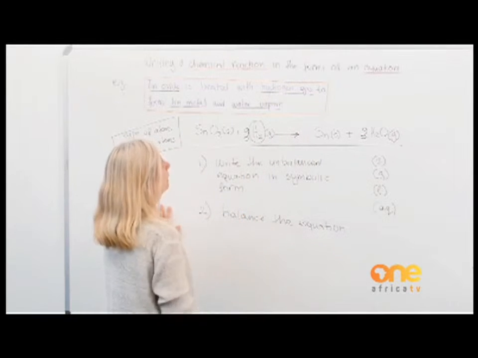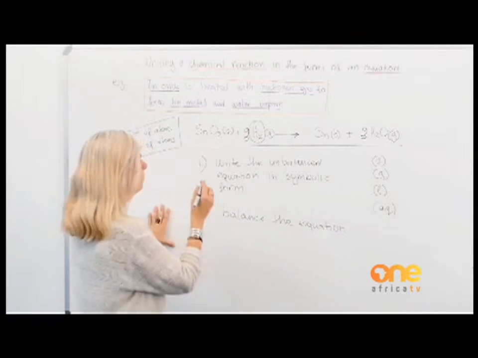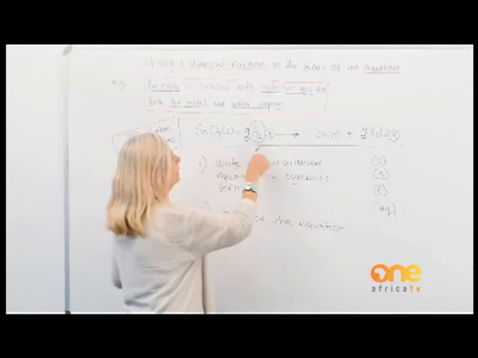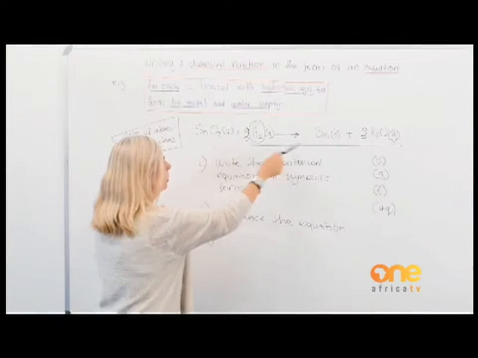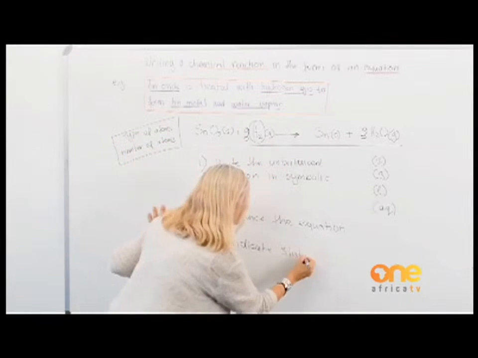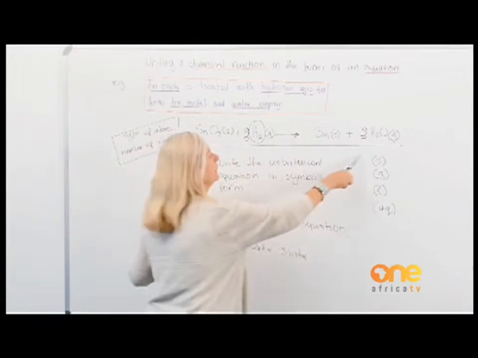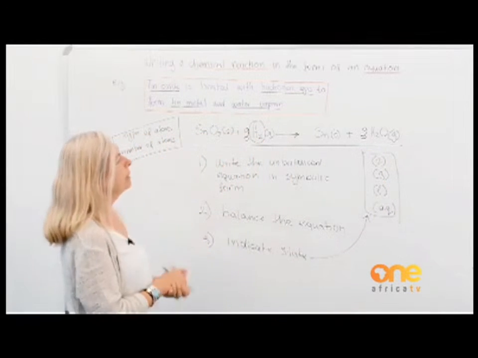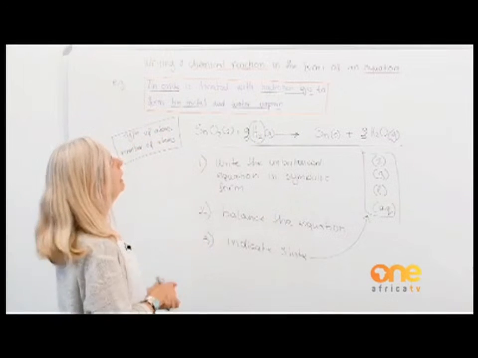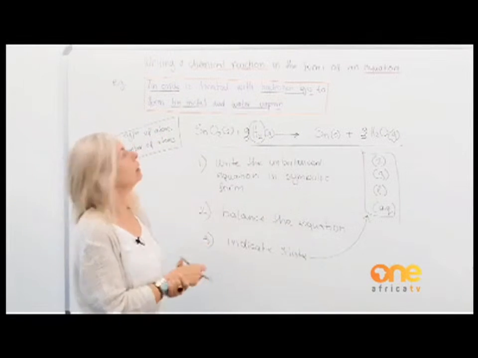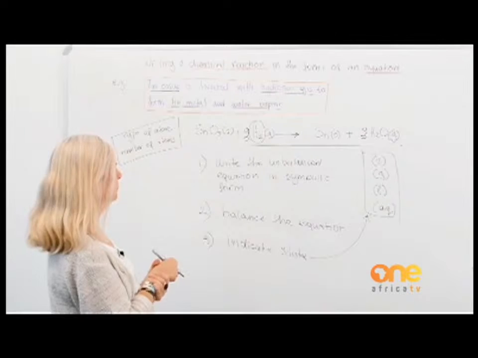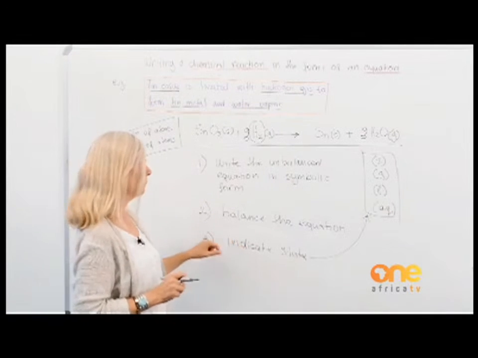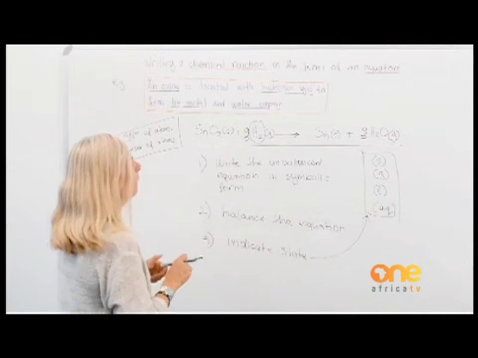So balance the equation. And the third step is to indicate the state of each product and reactant correctly using these symbols here. So these are the three major steps that we need to take to write down a chemical equation to represent the chemical reaction. There is an important aspect here that we need to discuss.